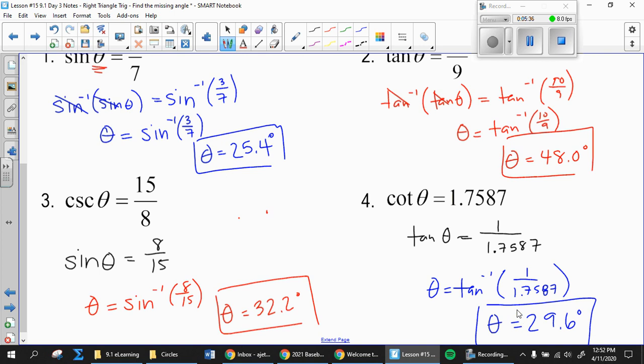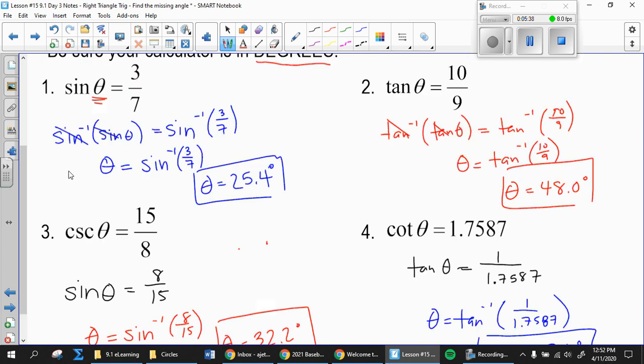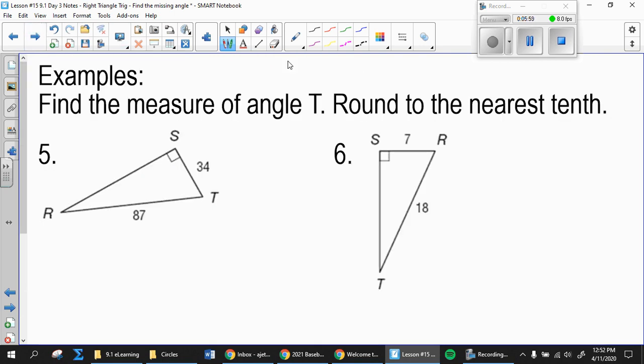Okay, so what we're about to do is get to this point that all of these questions are already in. For us, we're just going to be using sine, cosine, and tangent because we don't have to use cosecant and cotangent. And so once we get to this point, now we know how to solve it. Now what we're going to do is make the problem look like 1 through 4. So let's take a look here.